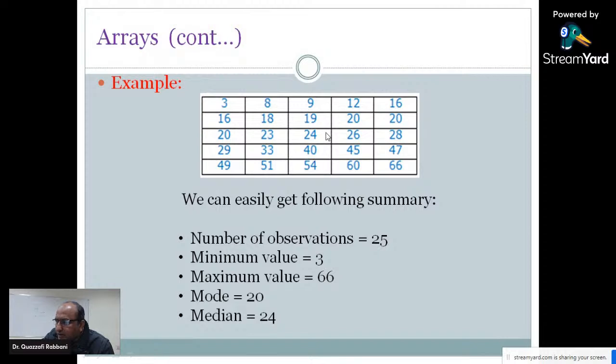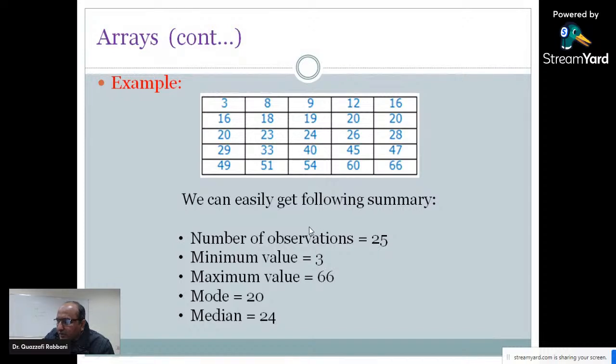Mode, which is the highest frequency. So which number is repeated the maximum number of times? Here 20, 20, 20. 20 is repeated 3 times, so we can say the mode is 20. And the middlemost value in all the observations, the middle value, is 24. So we can say the median of this observation is 24.